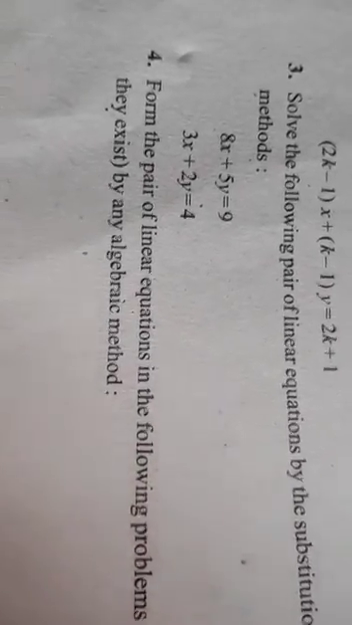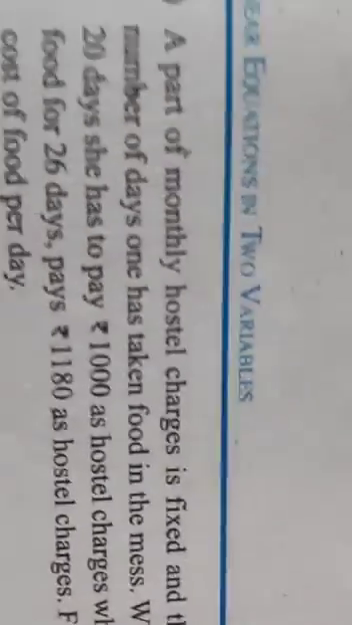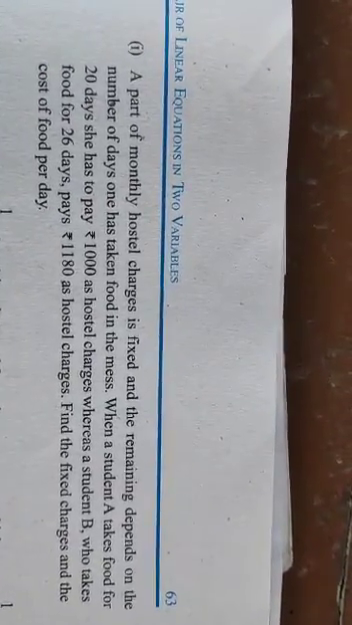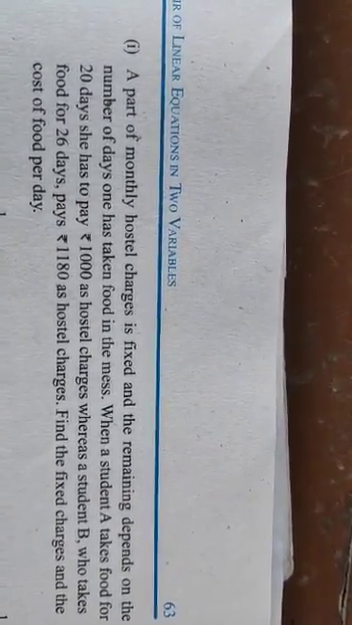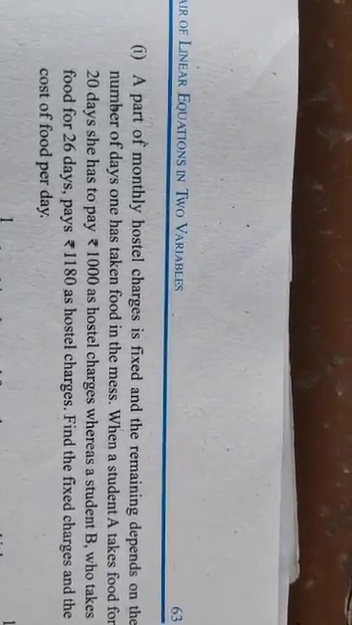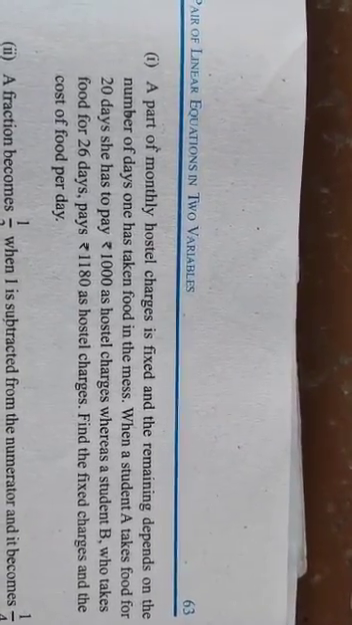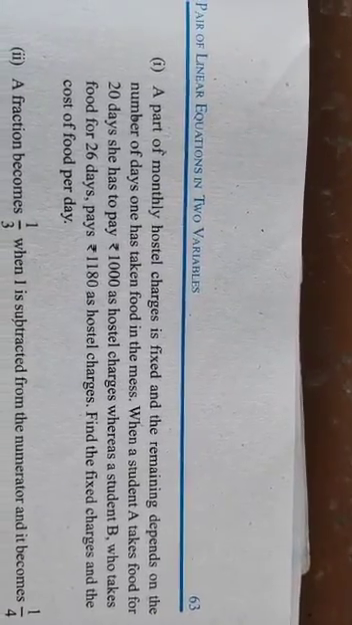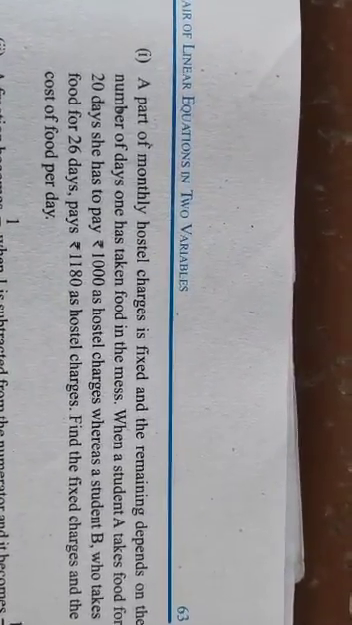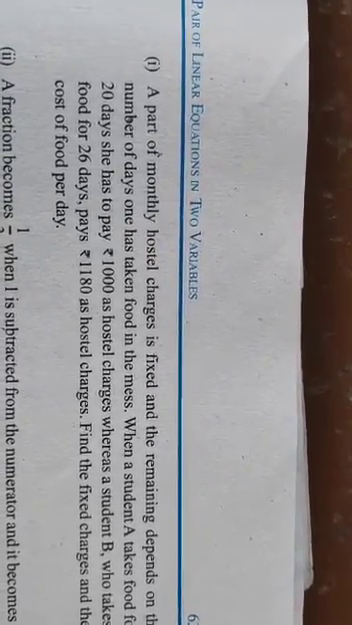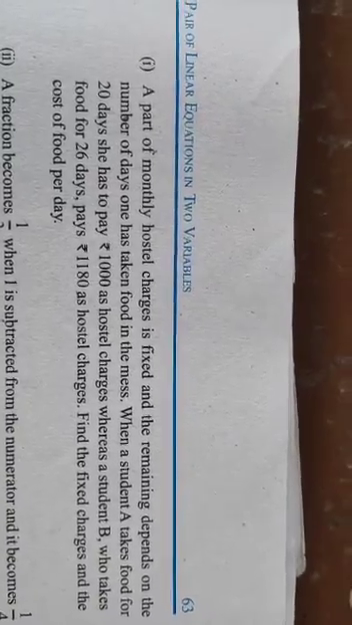Okay? So which are the questions in the fourth section? Let us take one by one. Here, the first question is, a part of monthly hostel charges is fixed and the remaining depends on the number of days one has food from the mess. Mess stands for the kitchen of the hostel from where you have the food. When a student A takes food for 20 days, she has to pay 1000 rupees as hostel charges. And when a student B takes the food for 26 days, the person has to pay 1180 as hostel charges. You have to find the fixed charge as well as the cost of food per day.